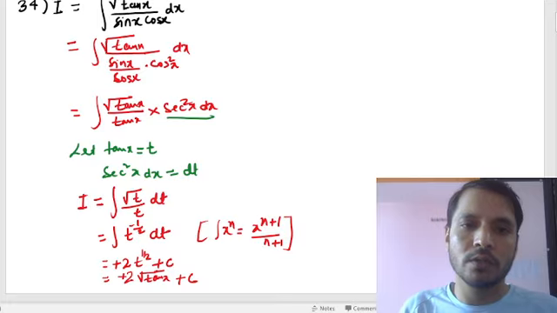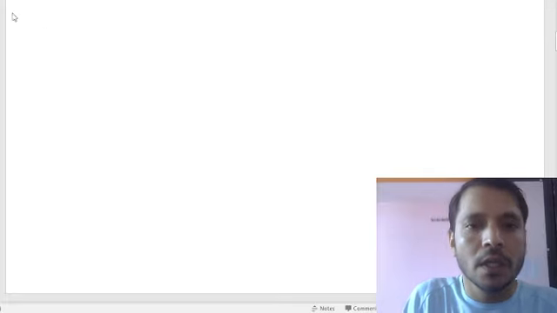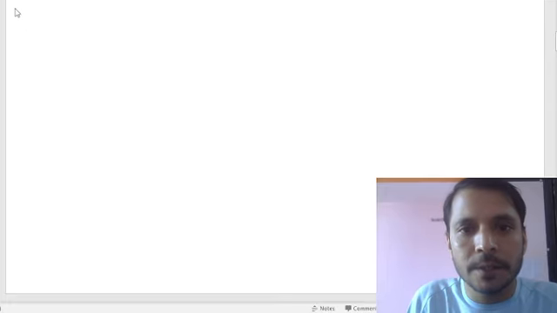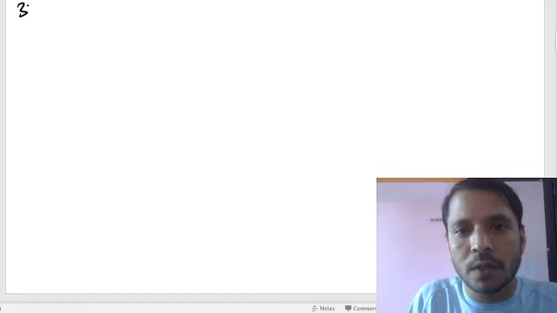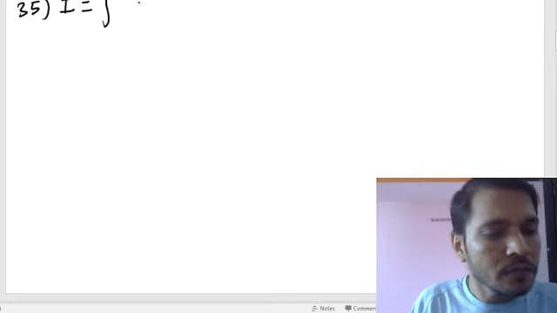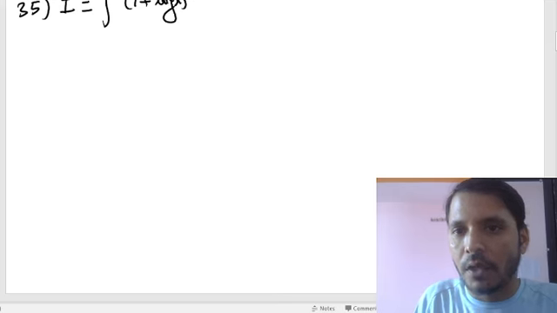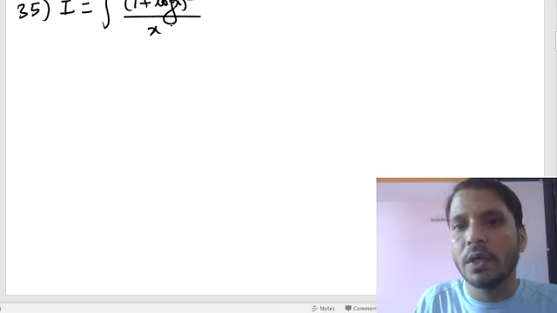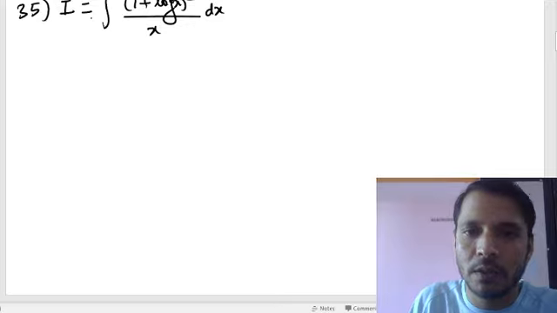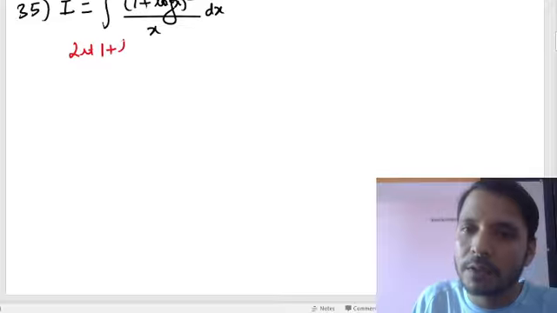Now we will move to the next question, question number 35. Here we have given I equal to the integration of 1 plus log x whole square, divided by x, into dx. How can we do that? It is very simple. Directly we can assume the numerator term, that is 1 plus log x. Let 1 plus log x be equal to t.